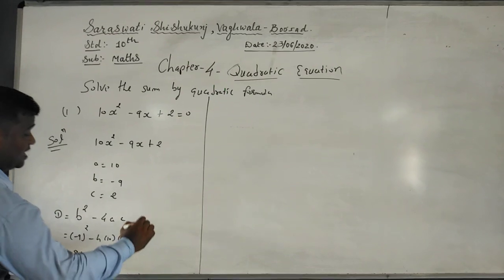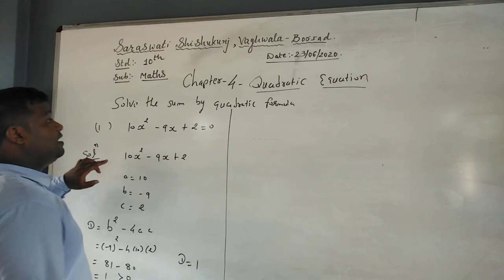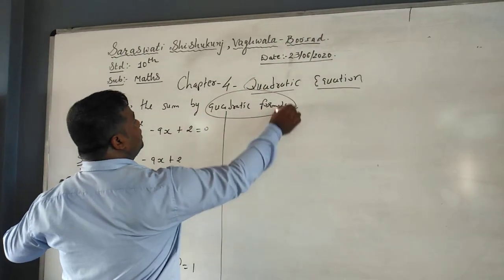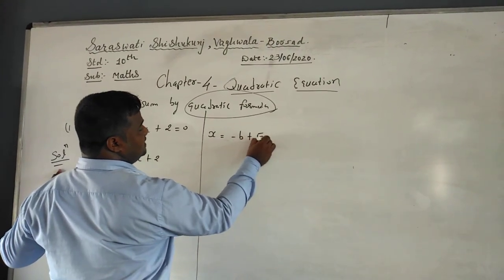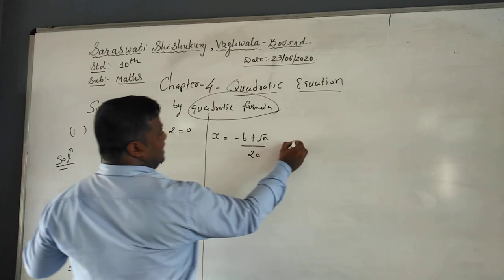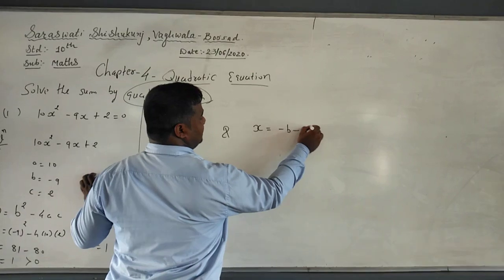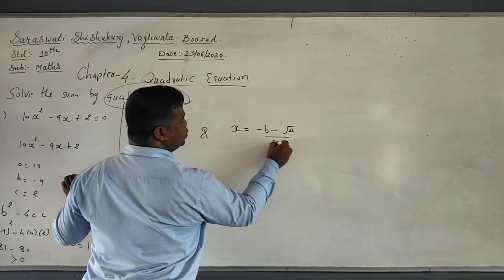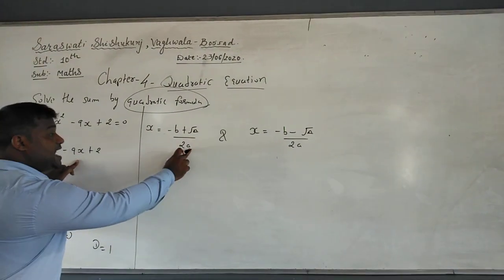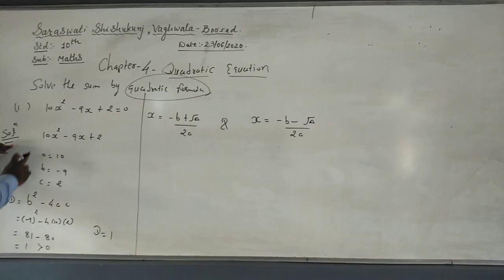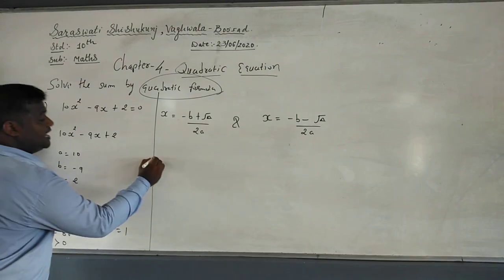Now you just take the value D = 1. According to the quadratic formula, you have two roots. One root is x = (−b + √Δ)/2a, and another root is x = (−b − √Δ)/2a. What is b? b is the coefficient of x. What is a? a is the coefficient of x². Already I have written. What is c? c is the constant. Now the answer is yours.